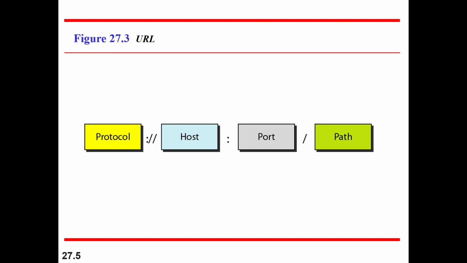The host is the computer on which the information is located. Web pages are usually stored in computers known as hosts. The URL can optionally contain the port number of the server. Path is the path name of the file where the information is located.